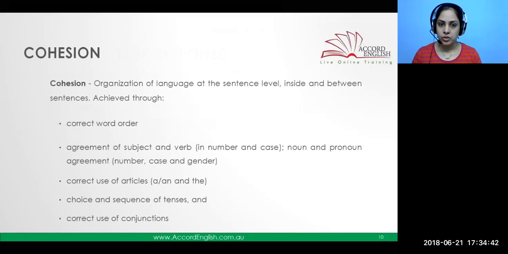So what is cohesion? Cohesion is simply the organization of language at the sentence level, inside and between sentences. This is achieved through correct word order, the agreement between subject and verb, agreement between noun and pronoun, correct use of articles, choice and sequence of tenses, and correct use of conjunctions.